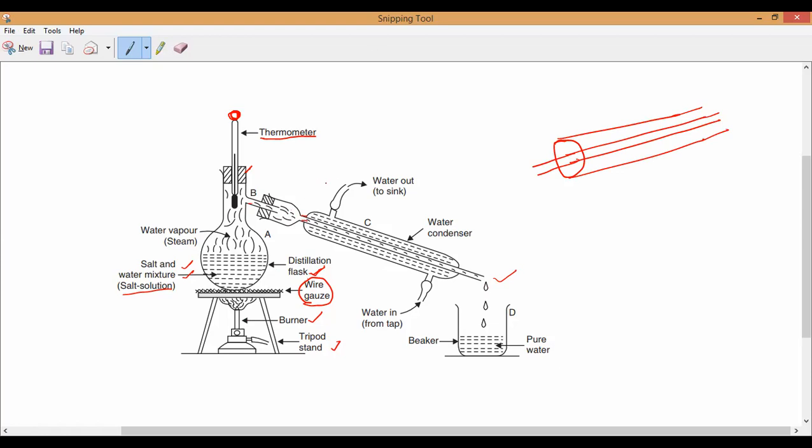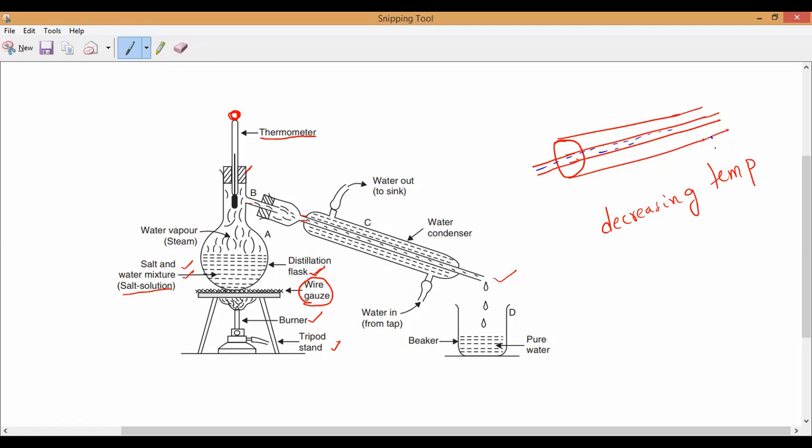We want to cool it. How are we cooling? We are decreasing the temperature. How do we decrease the temperature? You can see, we are sending the coolant to the outer ring, not inside the ring. Inside the ring, water vapor is passing. Inside this tube, water vapor is passing.